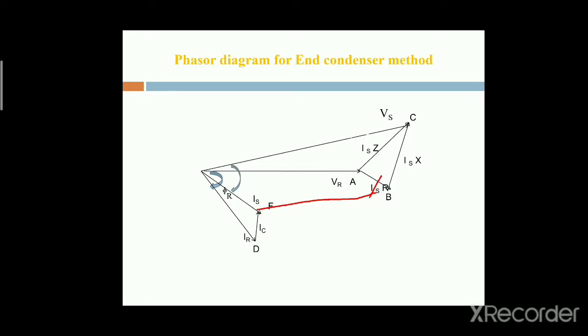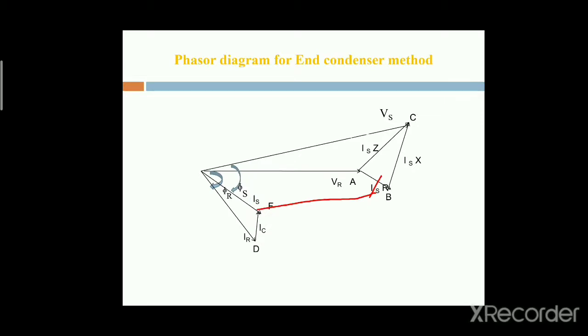The angle between Vs and Is is phi s. Next, the angle between Vs and Vr is phi 1, and the angle between Vr and Is is phi 2. This is the phasor diagram for the end condenser method.